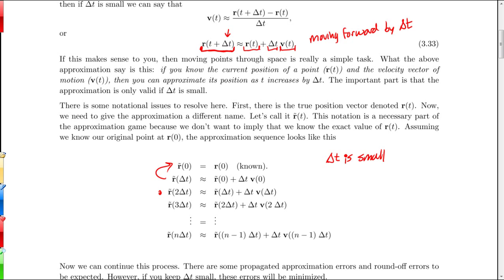And then if I want to find r of 2 delta t, I just go another delta t, another time step. Then it's where I was plus delta t times the velocity of where I was. Then if I want to get to 3 time steps, it's where I was at 2 time steps, times the time step, times the velocity at where I was. And you just keep going on, and you can get this formula right here.